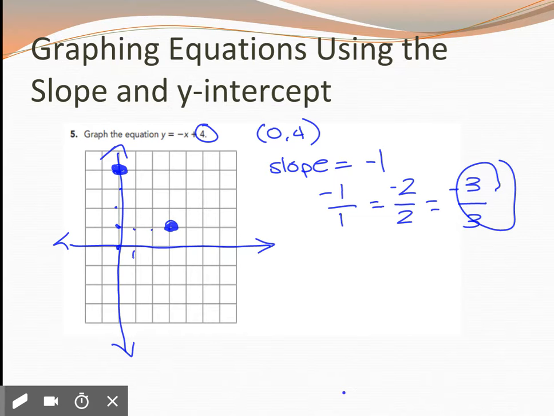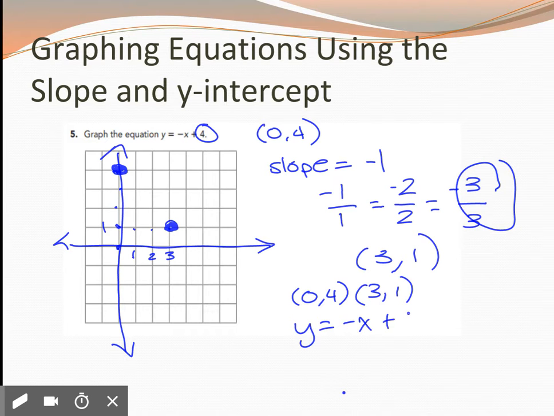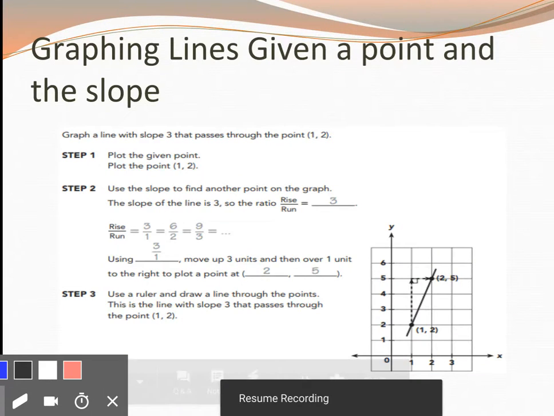So to label this point, I have 1, 2, 3 here as my x, and a positive 1, because this is a positive 1, as my y. So we have points of 0, 4 and 3, 1. So this is the graph of the line y equals negative x plus 4. And my apologies, I forgot. Of course, a line, we have to connect our dots.